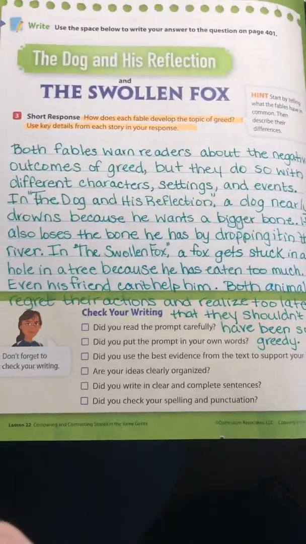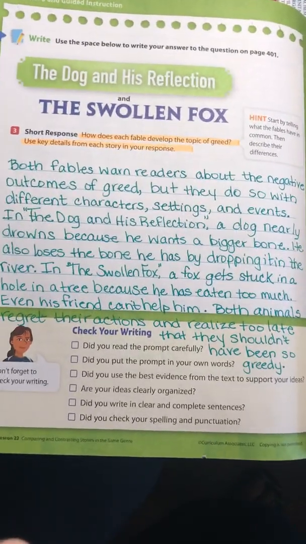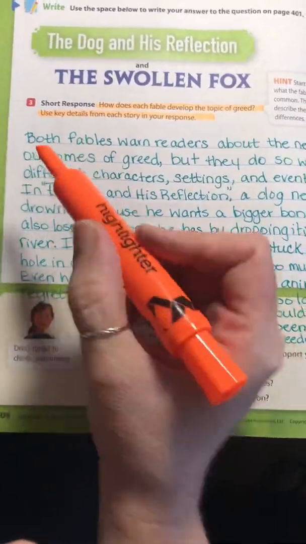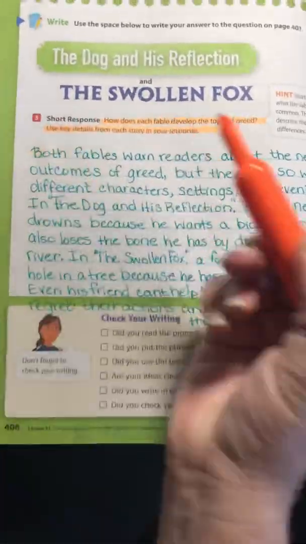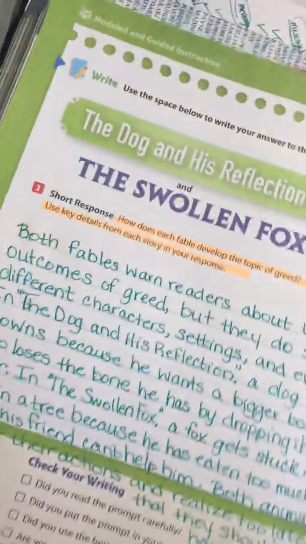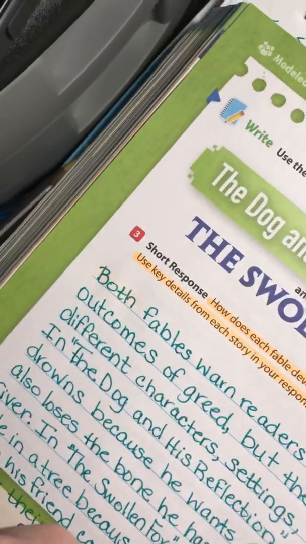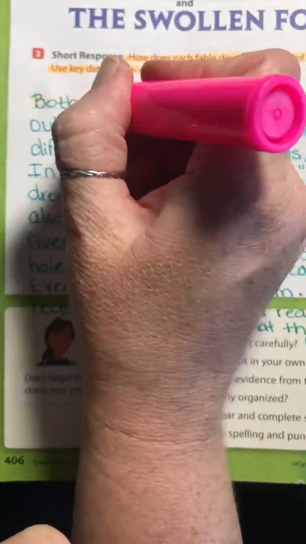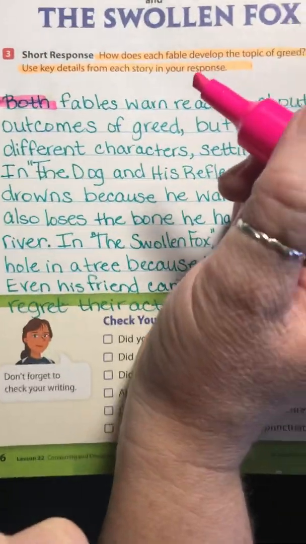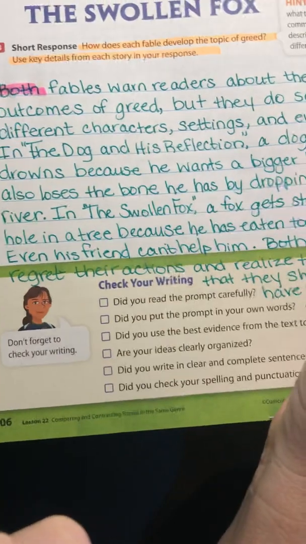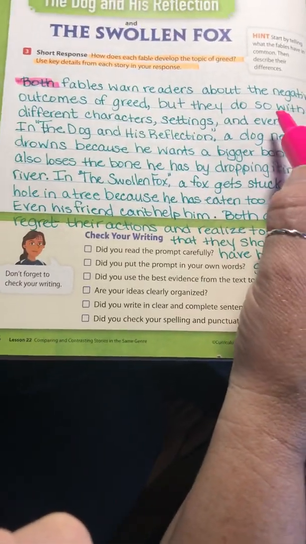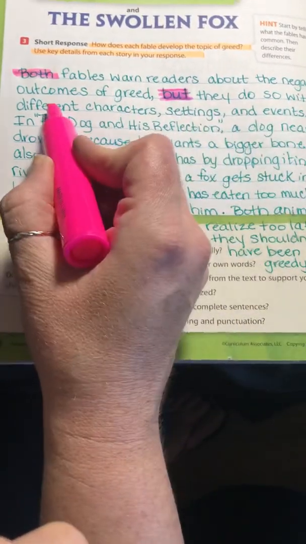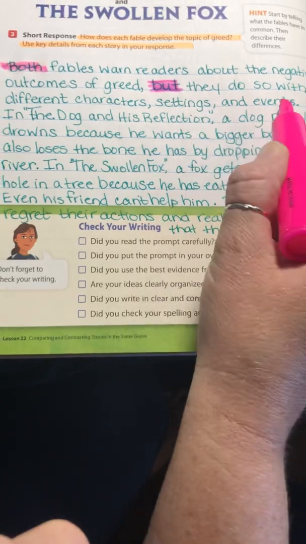So let's go ahead and see. I went ahead and pre-wrote this to save for time. It says both fables. There's both, that great transition word. My marker is running out of ink. Let me try pink. I'm a poet and didn't know it. So both fables warn readers about the negative outcomes of greed, but they do so with different characters, settings, and events.